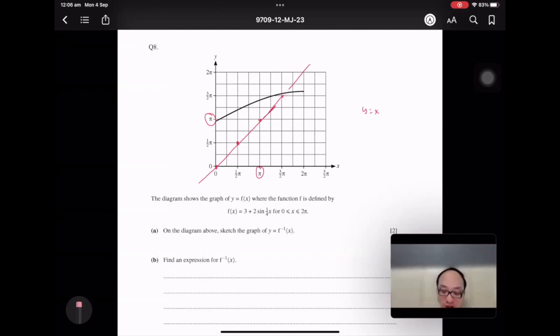So it cuts here, start with pi, so like this. So this is the f inverse.